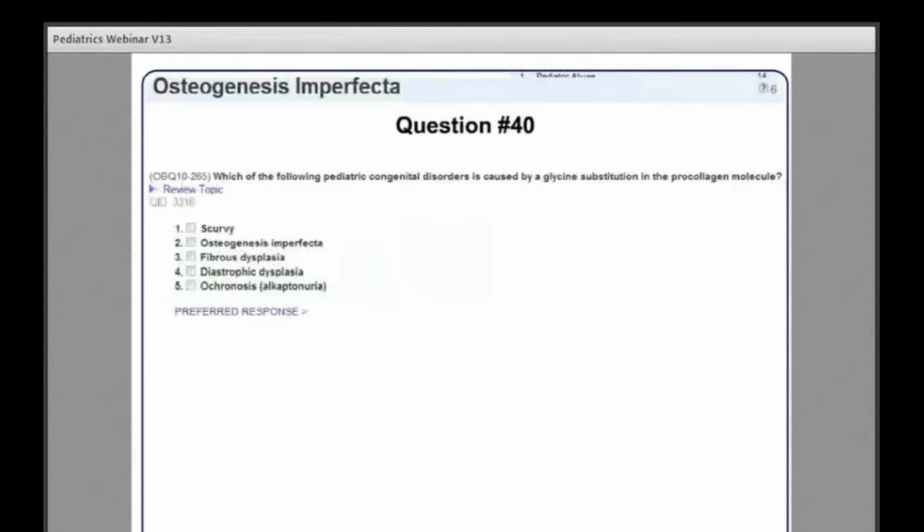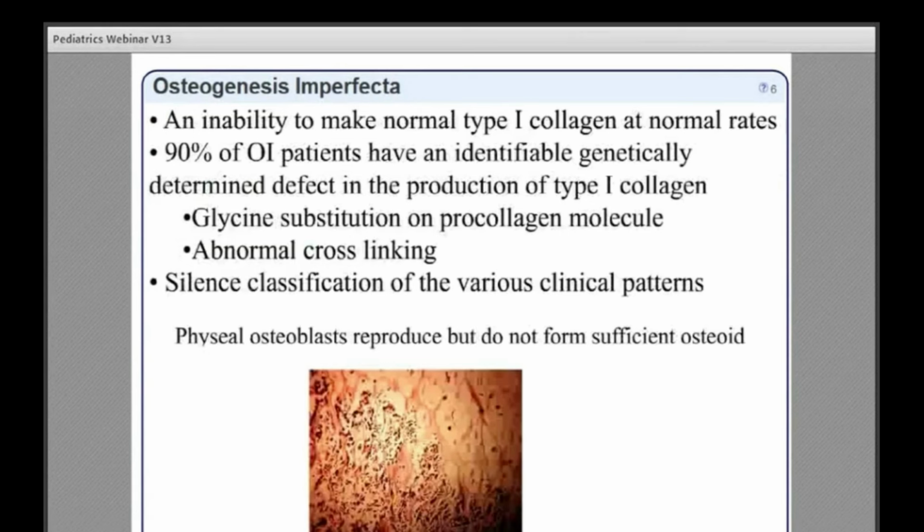Osteogenesis imperfecta. Which of the following pediatric congenital disorders is caused by a glycine substitution in a procollagen molecule? Scurvy, osteogenesis imperfecta, fibrous dysplasia, dystrophic dysplasia, or ochronosis? OI, or osteogenesis imperfecta, is an inability to make normal type 1 collagen at normal rates. Typical stigmata is a glycine substitution on the procollagen molecule, which then leads to abnormal cross-linking and hence the inability to make normal type 1 collagen.